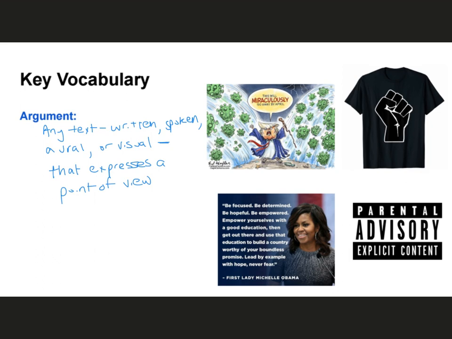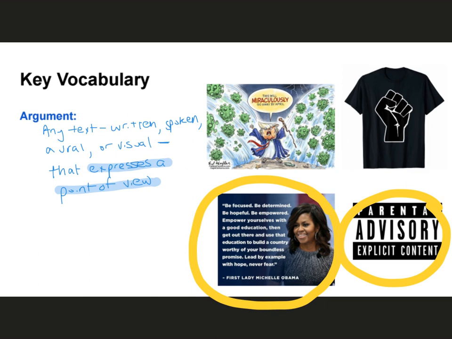And this point that it expresses a point of view is extremely, extremely important. As you can see here, we have several scenarios in which we have a point of view expressed. So the argument of a parental advisory sticker is going to be that, hey, you should be 18 if you're listening to this, or your parents should give you permission. And that is written on a lot of CDs. I know we don't have CDs, but you know what I mean. Michelle Obama, spoken. She gave a speech about how you can empower yourself with a good education and build a country worthy of your boundless promise. And education is where it starts. That was a spoken argument.